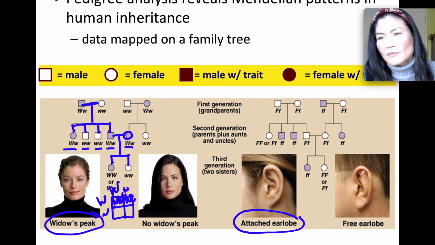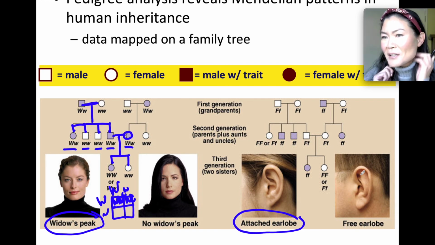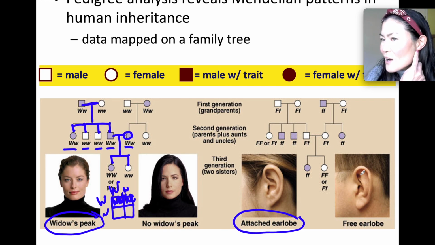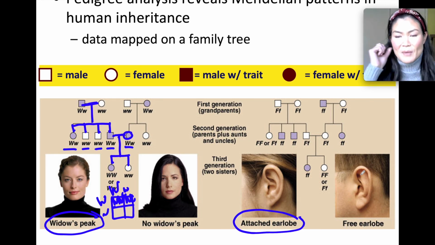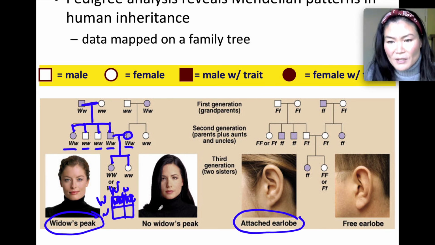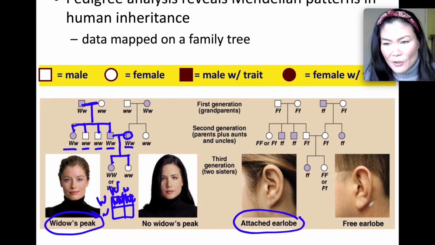I have a free earlobe. It's not attached to the side of my face. So this is what an attached earlobe looks like, and this is a free earlobe. But I do know what I am, because in a pedigree the attached earlobe is going to be colored in.